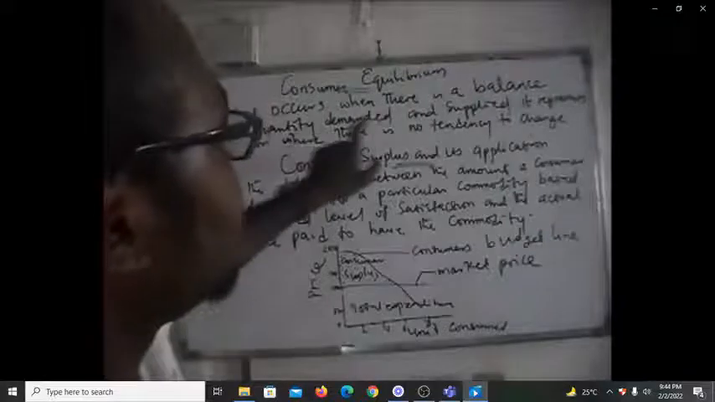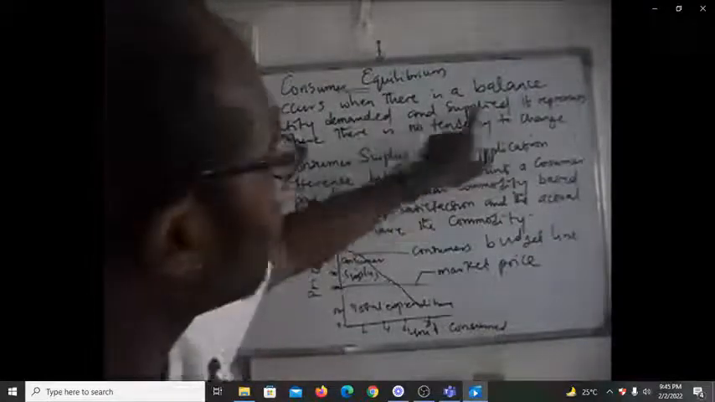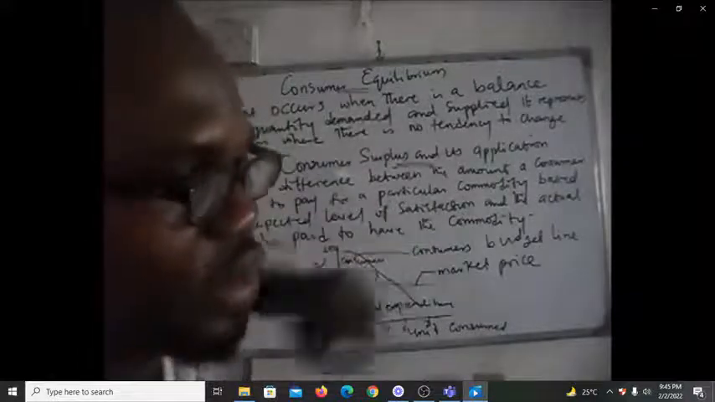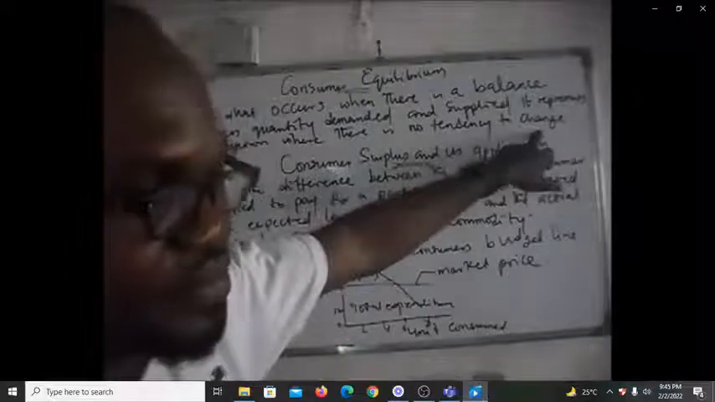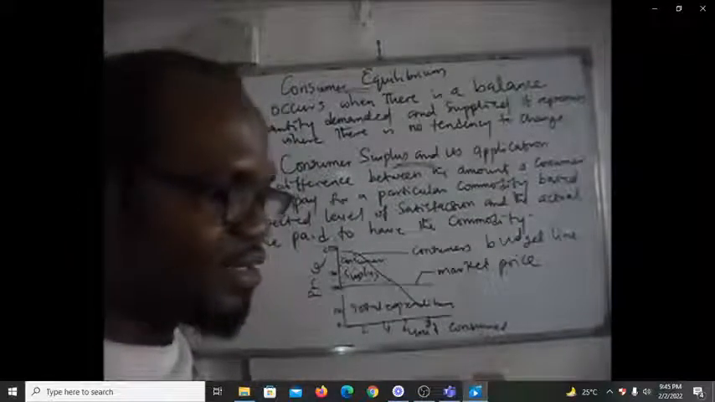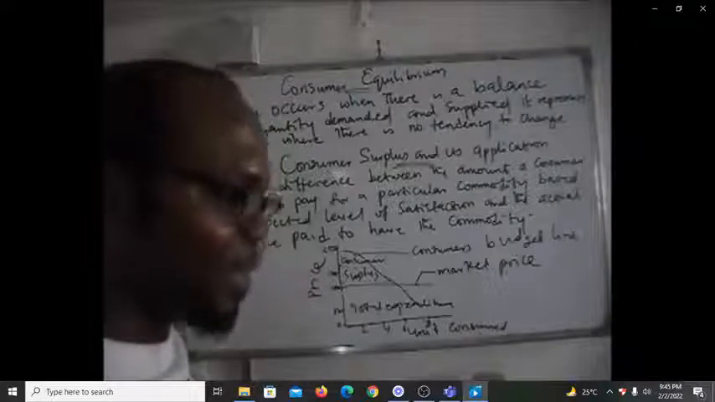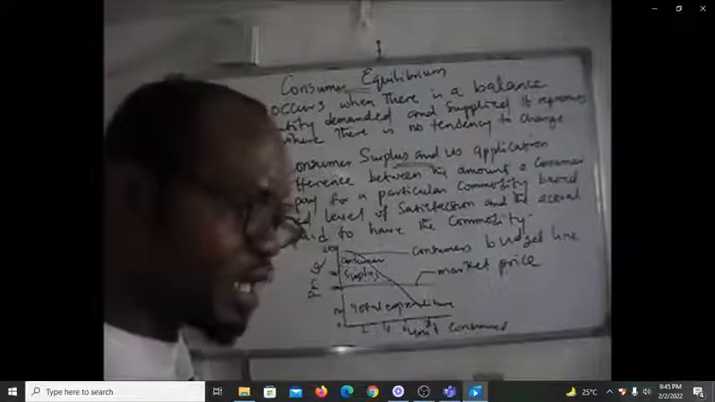Whenever what can be demanded by you can also be supplied to you, then you have what we call consumer equilibrium. If you're getting what you want, will you change? There'll be no need for change. You understand? Because the quantity of a particular commodity you want, and you have the money to pay, you demand for it, you can get it.